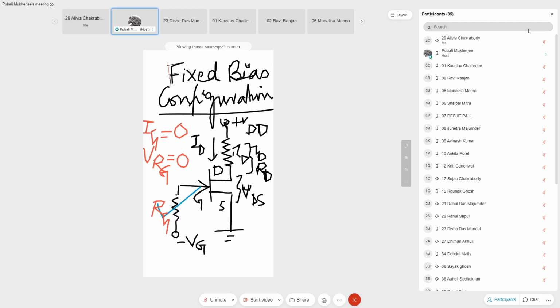You take this circuit down, write down IG equal to 0, therefore VRG is IG into RG, that is 0 into RG, that is 0. Okay, so VRG is equal to IG into RG, 0 into RG, that is 0. And since the drop across RG is 0, you can replace RG by a short circuit.